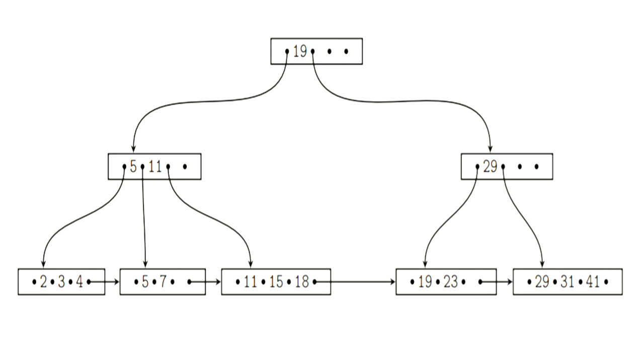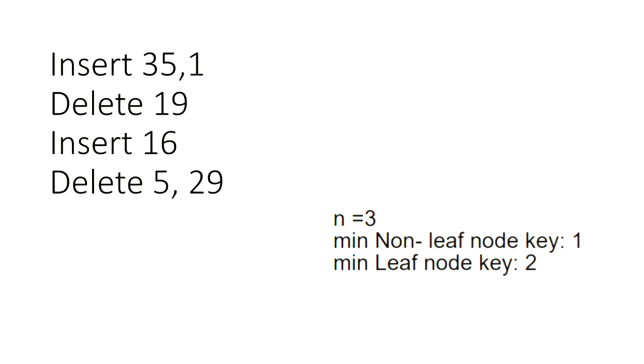This is the example that I am going to be considering. This is a fairly simple B plus tree with, I believe, 3 nodes. So we have n is equal to 3. And this is the question. We have to insert 35, then insert 1, delete 19, then insert 16, delete 5, and then delete 29.